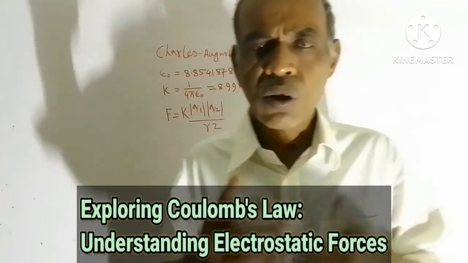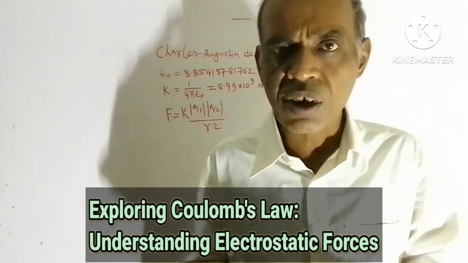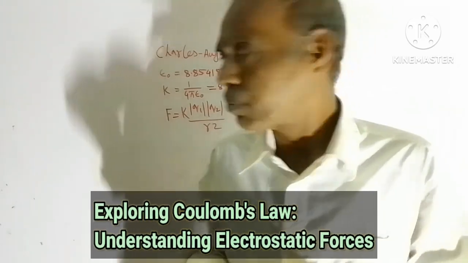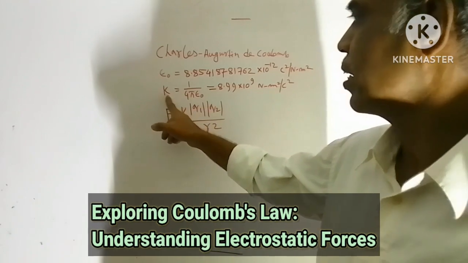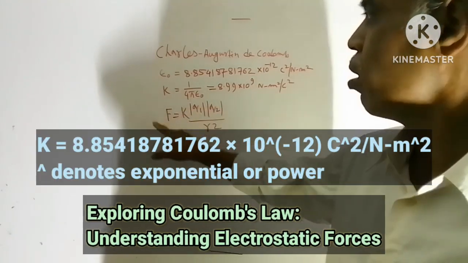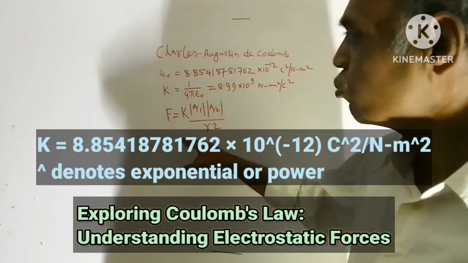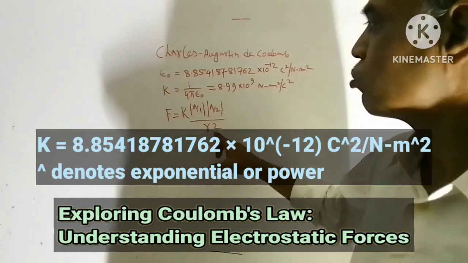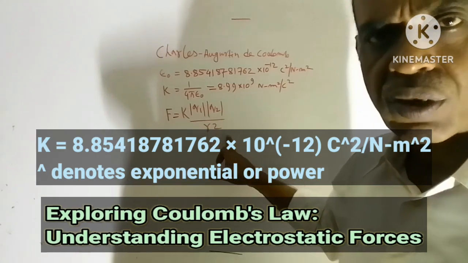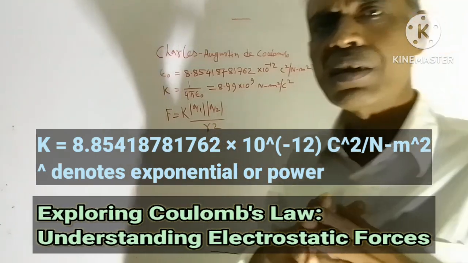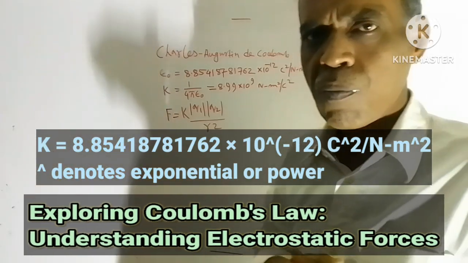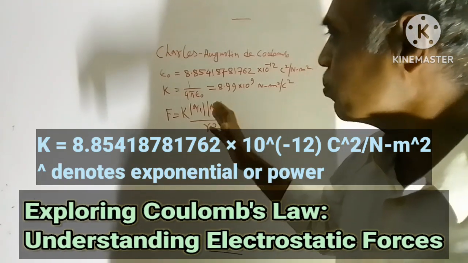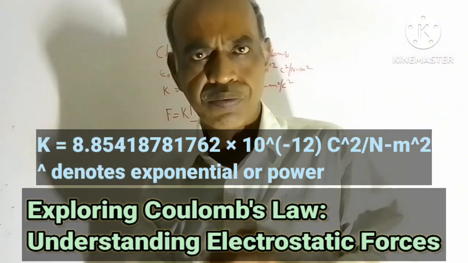So here also, there will be one constant of proportionality, which is denoted by capital K. I have written here, capital K, this K. Coulomb's law can be written this way: F is equal to K mod of Q1 into mod of Q2 by R square. This is R square. R is the distance between the point charges. Q1 and Q2 are the charges, and mod sign has been used to take positive.